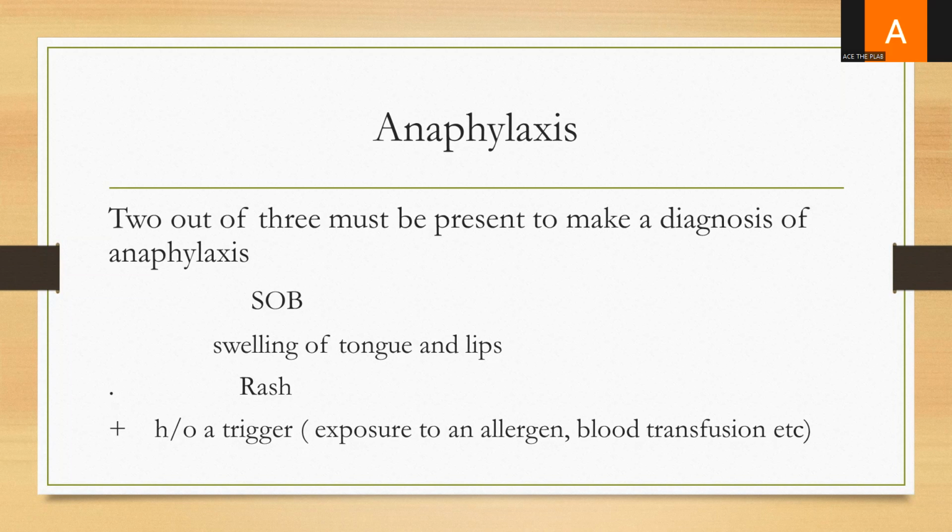An anaphylaxis station will also give you a history of a possible trigger. For example, the Simman might tell you that he has a nut allergy and he was at a party and ate a cake, and after that, the shortness of breath started. Or he might tell you that after a blood transfusion was started, he got this shortness of breath and this rash. So there will be one of these three features and a history of a possible trigger.